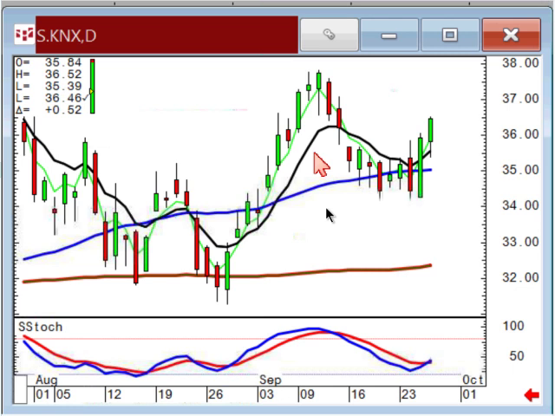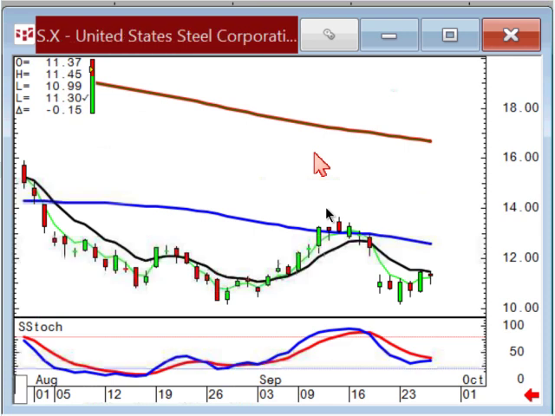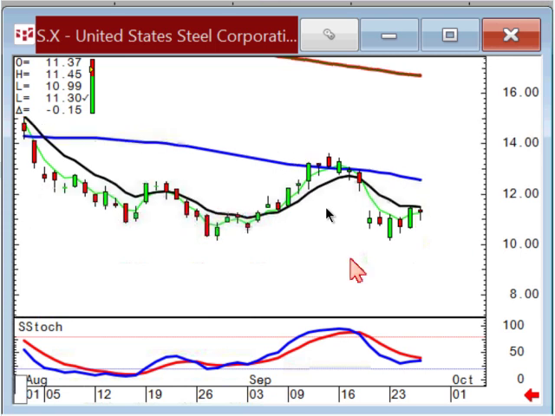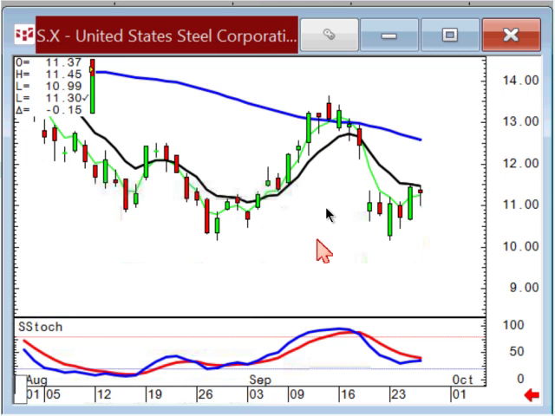U.S. Steel. No, I wouldn't be short this one because you're getting toward the oversold area and you're nuzzling the T-line. If you were short, you should have covered it by now. You're seeing buying. That's what the green candles are, right at the same level it bottomed out before.